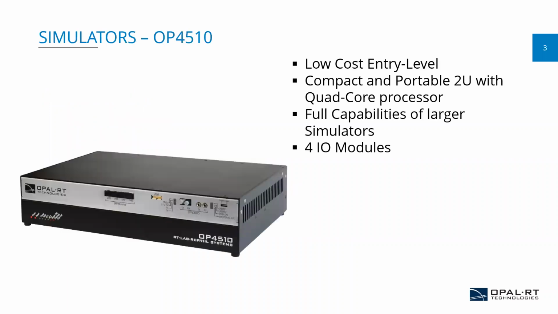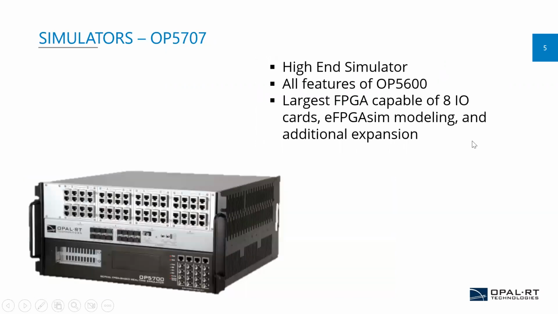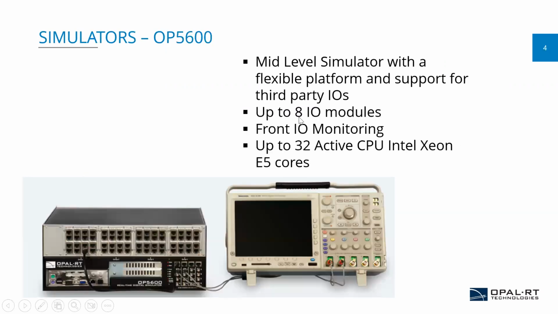This is your OP4510. What is the difference between 4510 and 5600 and 5700? This is low cost, compact and portable with a quad-core processor and fully compatible with larger simulators, with 4 IO modules. If you go with 5600, there are up to 32 active Intel Gen CPU cores. You can expand it, you can take 8 CPU cores.